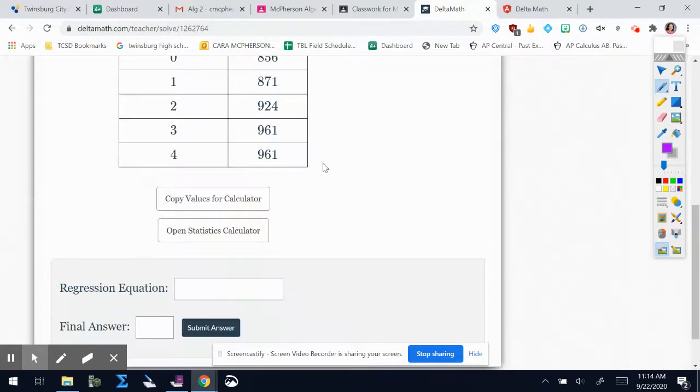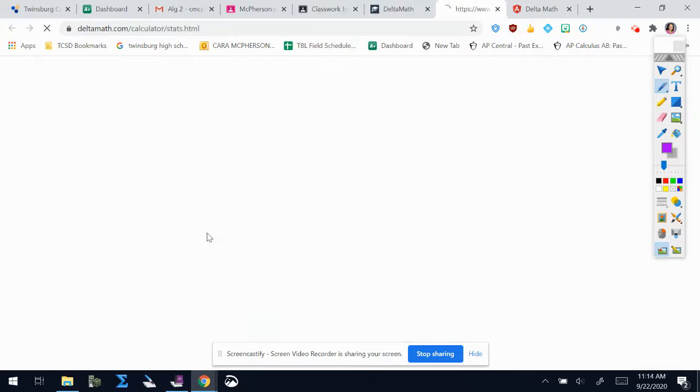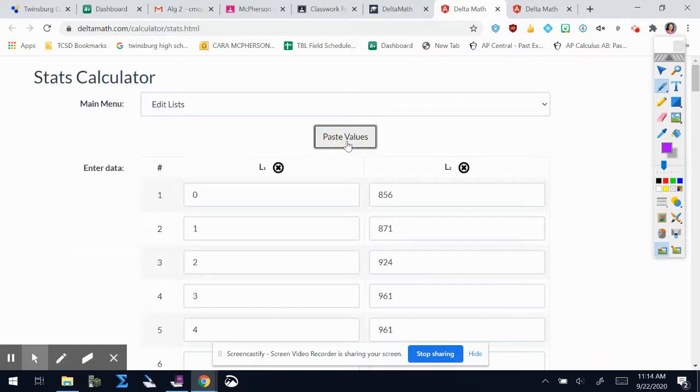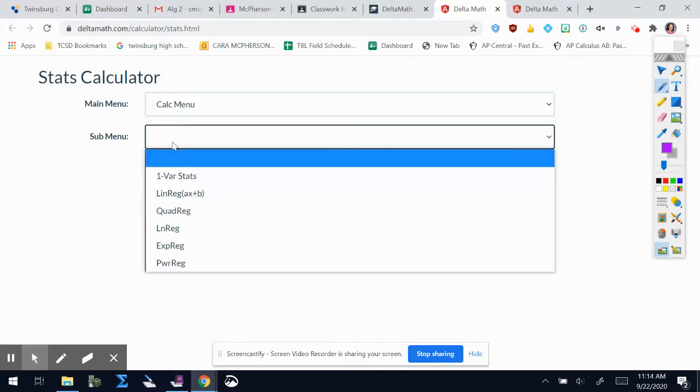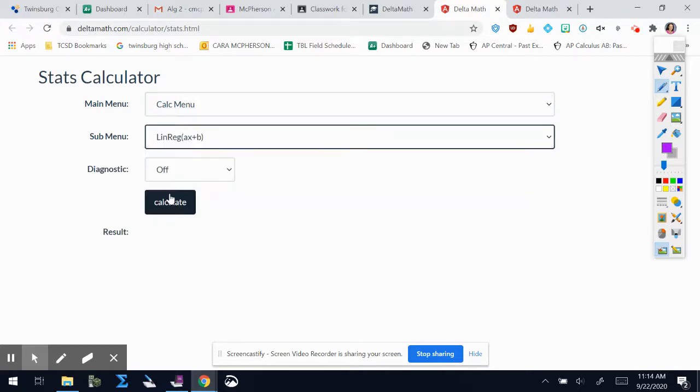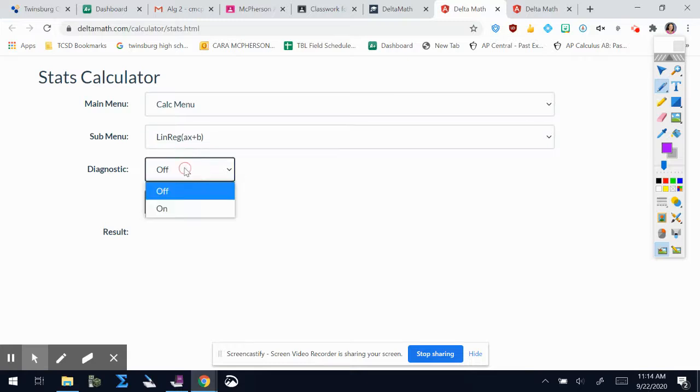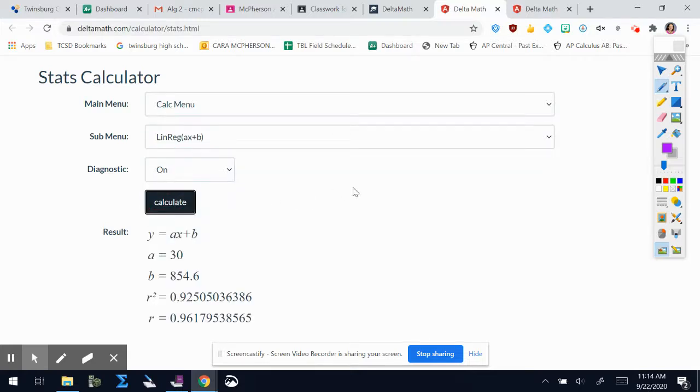So I'm going to copy my data. I'm going to open my calculator and paste my data. I'm going to go to my calculation menu and choose the one that says LinReg. Again, the diagnostic can be on or not. If you want to turn it on, it shows you how good of a model it is. The numbers that you need are the 30 and the 854.6.